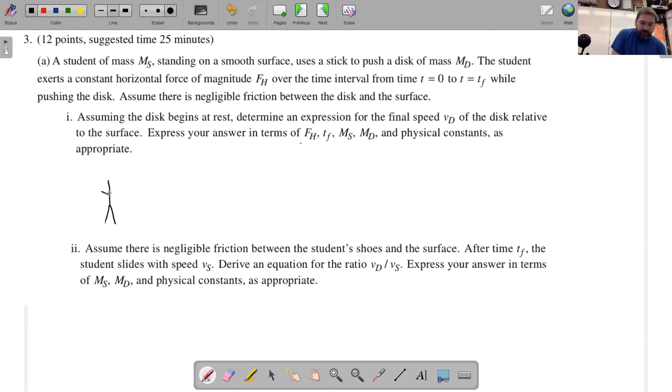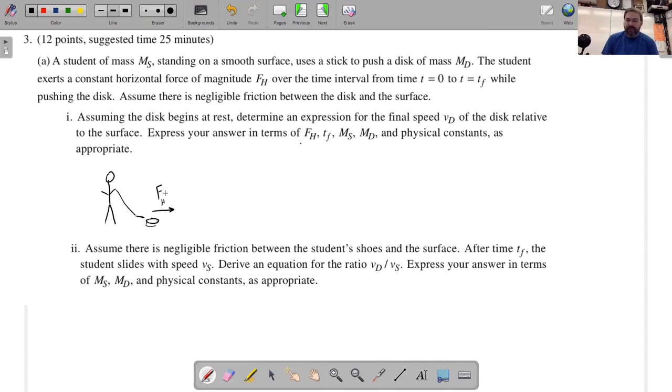So there's a student standing here, they have some kind of stick, maybe like shuffleboard, and there's a disk sitting on the surface. The student exerts a force on the disk, and that force, F sub h, is a horizontal force. The reason it doesn't matter if the student moves or not is that for every action, there's an equal and opposite reaction. The force on the disk and the force on the student are exactly the same, and the force acts for some period of time.